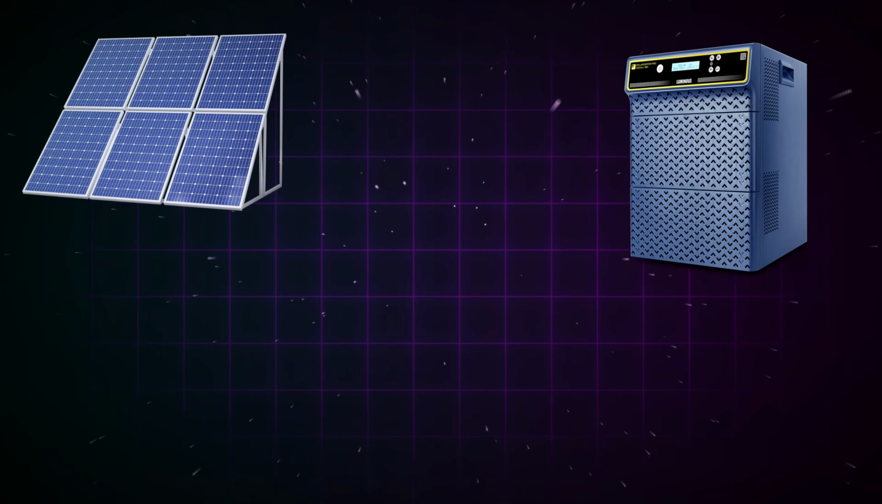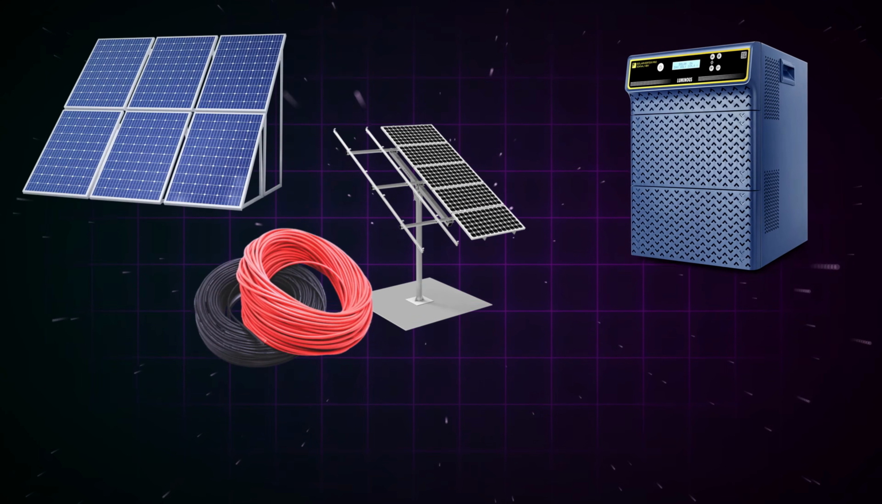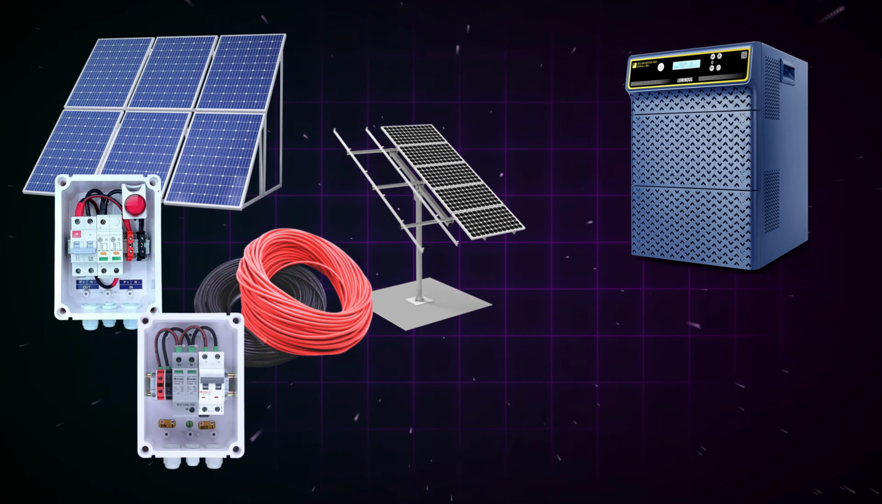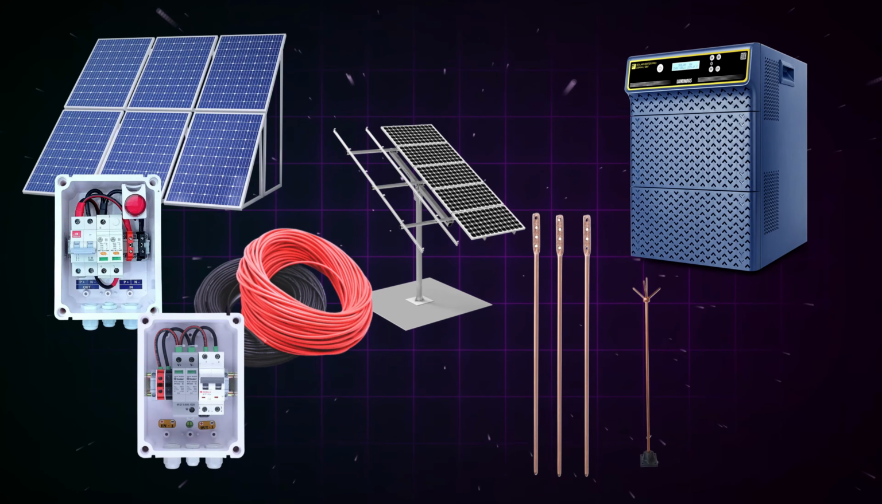Now let us tell you the components used inside a solar system. One is the inverter, one is the solar panel. You also need structure. You also need wiring. Along with this, AC/DB and DC/DB boxes are needed. Earthing is needed. A lightning arrestor is also installed.